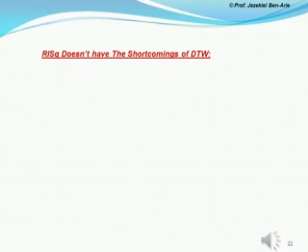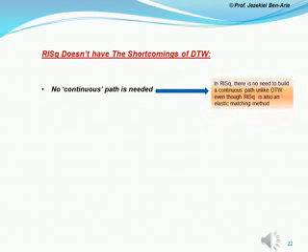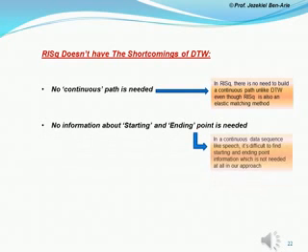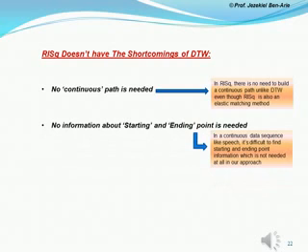In comparison, our RISC doesn't have the shortcomings of DTW. Firstly, unlike DTW, we don't need to build a continuous path, even though RISC is also an elastic matching method itself. Secondly, we also don't need the information of starting and ending point, which can be very difficult to retrieve in case of continuous data sequence like speech.